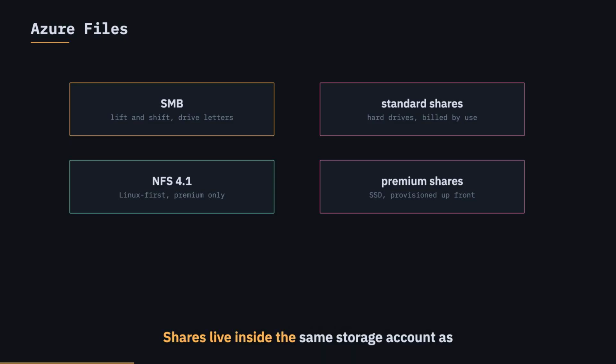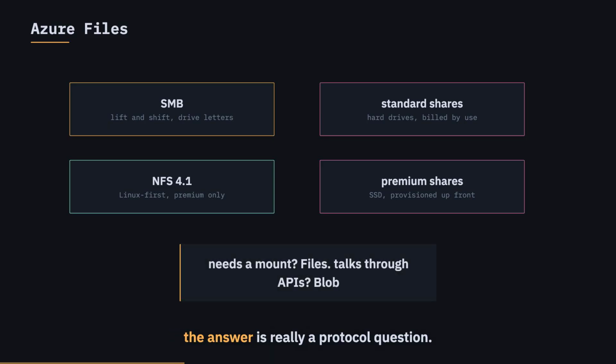Shares live inside the same storage account as everything else, next to the blob containers. Choose Files over Blob when something needs to mount a share, when multiple machines need the same directory, or when you are replacing an on-premises file server. Choose Blob when applications talk to storage through APIs. The exam phrases it as a workload question. The answer is really a protocol question.